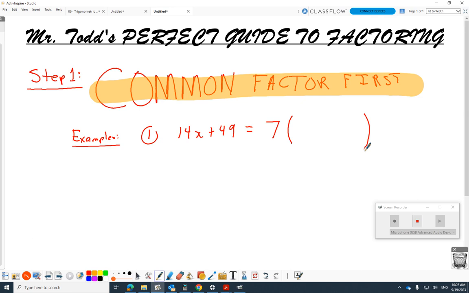It also gives you something to do on your calculator if you can't do the numbers in your head, if your multiplication tables aren't strong. 14 divided by 7, which is 2. And then 49 divided by 7. Divide the 7 out of that as well. I put the 7 out front there, and I get plus 7.